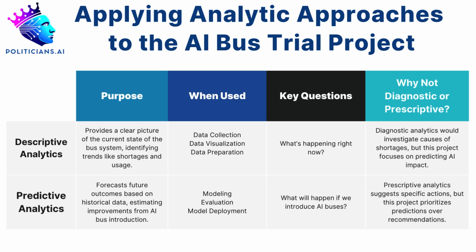First, in the modeling stage, we build what's called a predictive model. Think of it as a tool that uses past data to forecast future outcomes. For example, we use a linear regression model to predict how many driver shifts might be filled if AI buses are deployed.